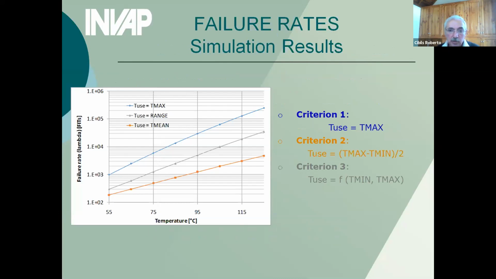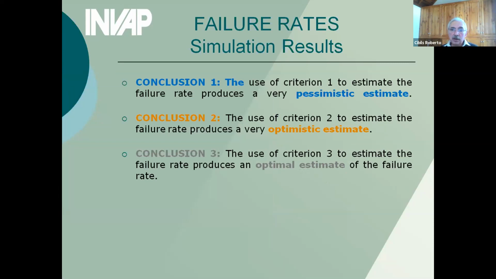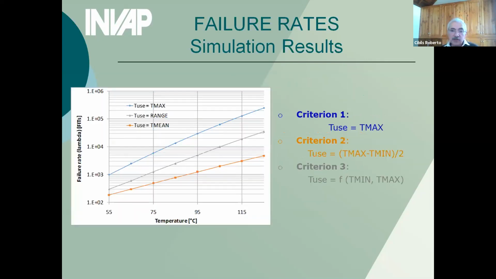In this case, the blue line represents the calculation of the model considering the three failure modes, but using a constant temperature, identical to the maximum temperature of the range. The orange line represents the eight cases, considering a constant temperature of calculation, but using the mean value of the temperature range. And the gray case is the result from using Monte Carlo. You can see here that using the maximum temperature as a constant temperature, or the mean value, produces a pessimistic or optimistic estimation. But the use of Monte Carlo produces an optimal estimation. And also you can see that the differences are very important.